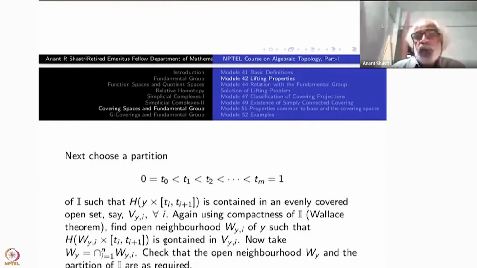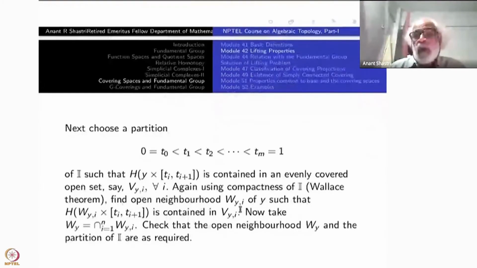You can find an open neighborhood W_i of y such that H of W_i cross [t_i, t_{i+1}] is contained in V_i for every i. Now take W equal to the intersection of W_i for i from 1 to n. So you have got a uniform neighborhood of y. This is the Wallace theorem. Okay, and the partition of I is as required, such that for one single W cross [t_i, t_{i+1}], H of that will be contained inside an evenly covered neighborhood.